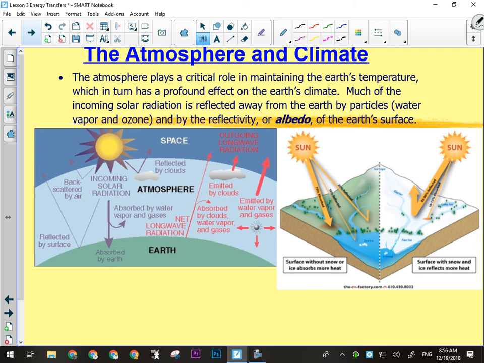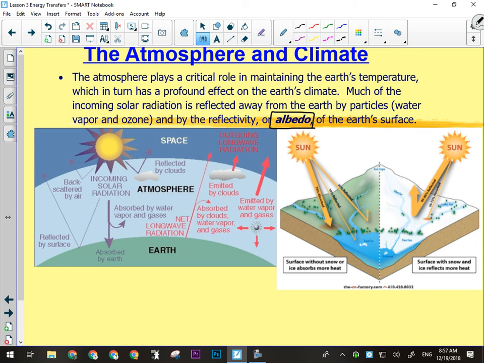And this particular aspect of the Earth's surface, this word, albedo, is an important term for us. So you might want to write it down if you don't have your notes in front of you. Albedo refers to the reflectivity of the Earth's surface. Something with a very high albedo is highly reflective. Something with a very low albedo is absorptive.